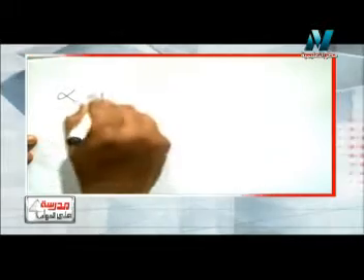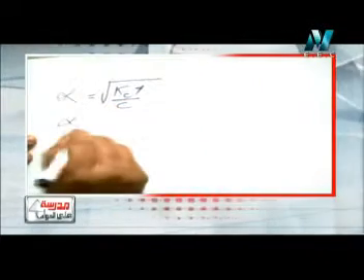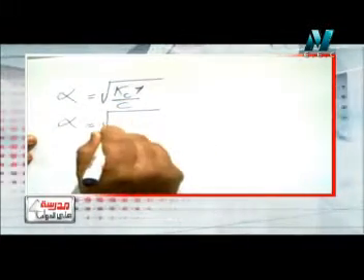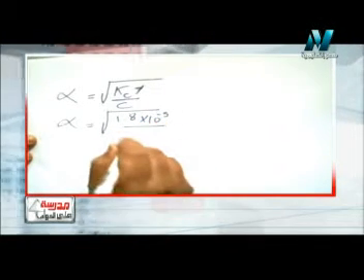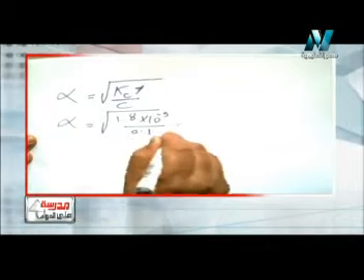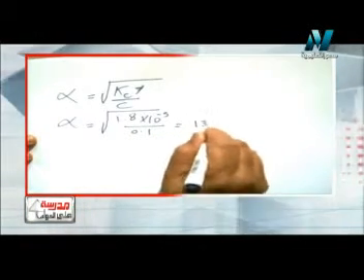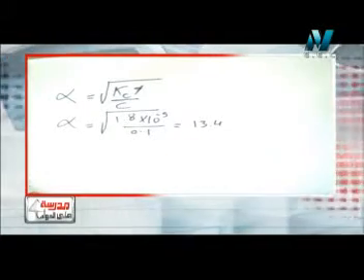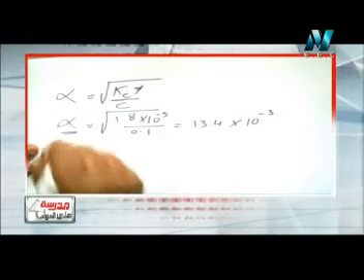Okay. The degree of ionization alpha will be the root of Kc divided by C. So alpha will be the root of 1.8 times 10 to the power negative 5 divided by 0.1. It will be 13.4 times 10 to the power negative 3. This is the value of alpha.